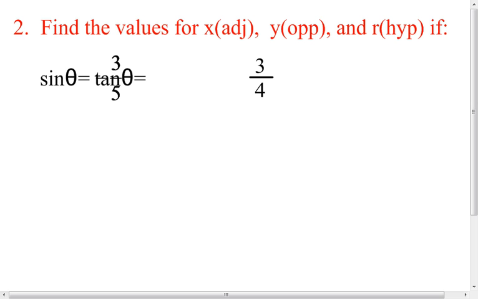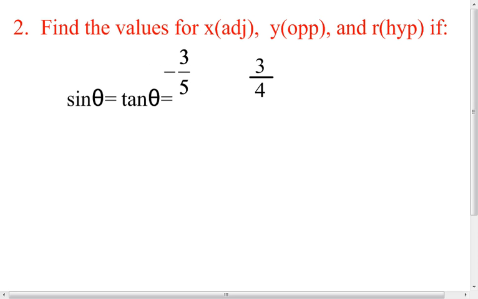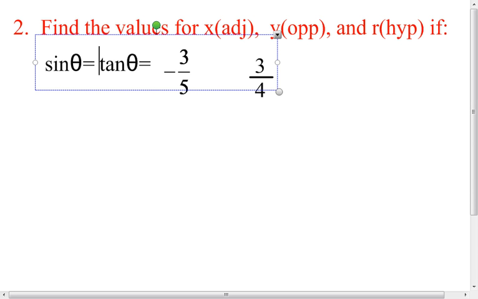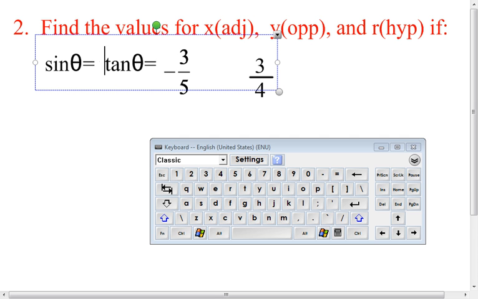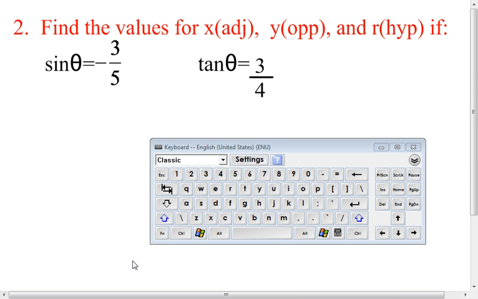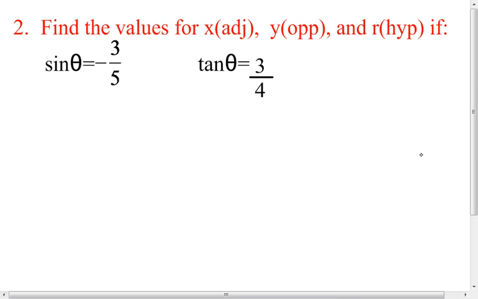All right. I don't know why my formatting is kind of funny on these new Smartboard lessons, but it is. Sine is supposed to be negative 3/5. Let's do this. I apologize for this. But sine is negative 3/5 and tangent is 3/4 is what I'm looking for here. And you need to find the remaining trig functions.